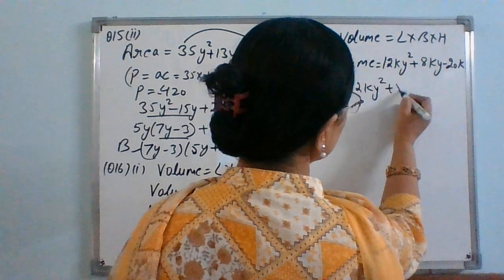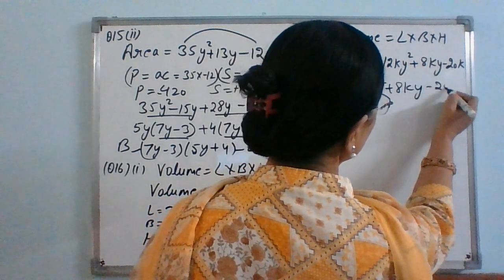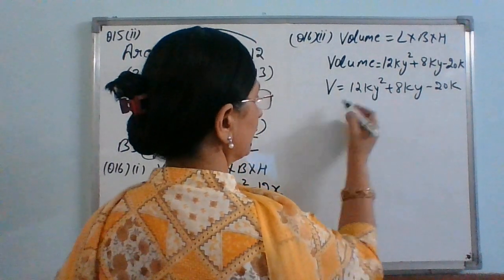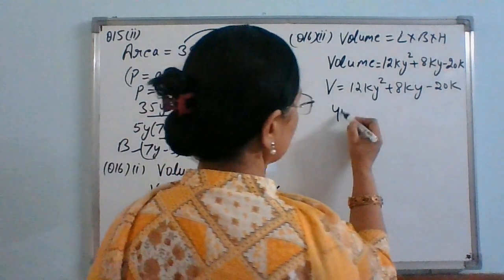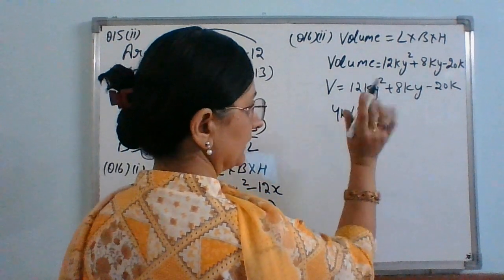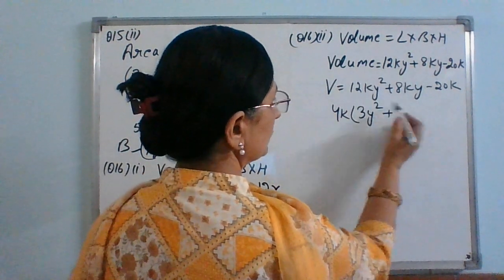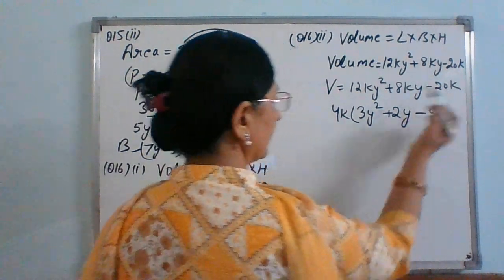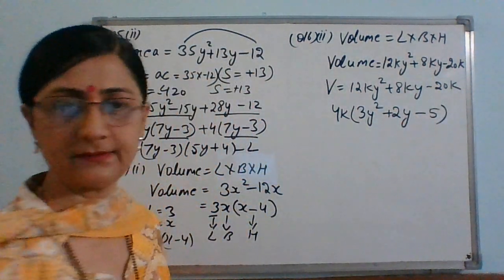12ky square plus 8ky minus 20k. So find out the common. What is common? 2, 2, 2, 4, 4. Yes, 4 is common. And what about k? Yes, k is common. y is not common. So 4 3s are 12, k I have taken out, y square. 4 2s are 8, k I have taken out, y. 4 5s are 20, k I have taken out. So these are the factors.